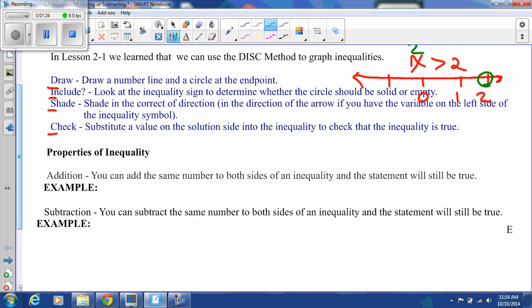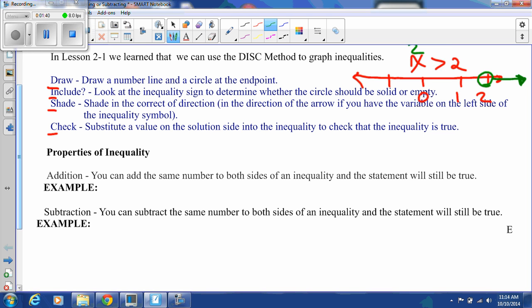The S stands for shade. This means shade in the correct direction. So we want to find on the number line all numbers greater than 2. That would be to the right. We're going to shade to the right. That's where we find numbers that are greater than 2.